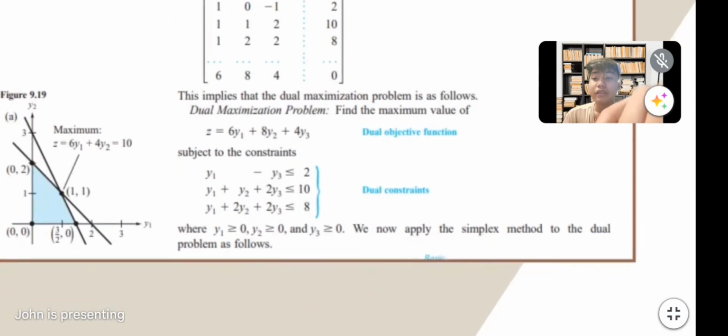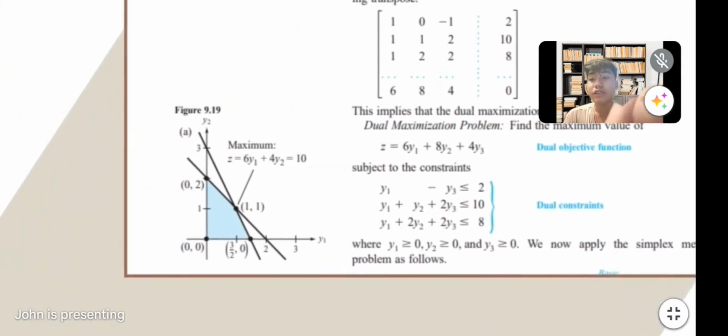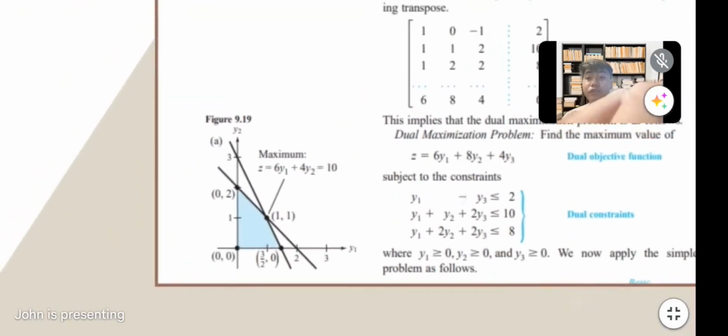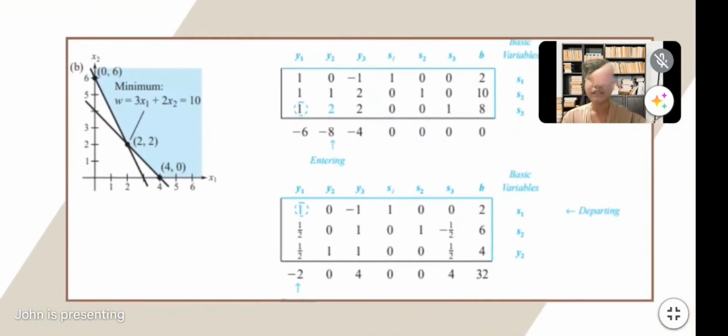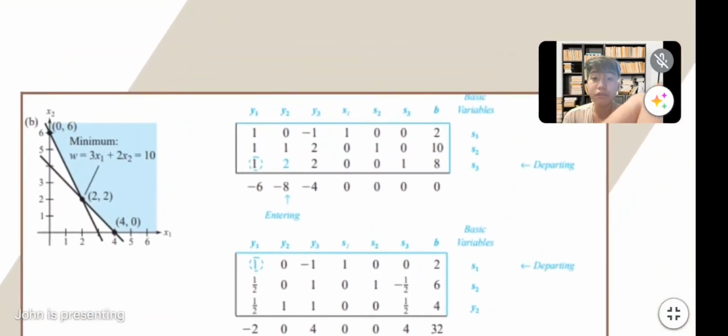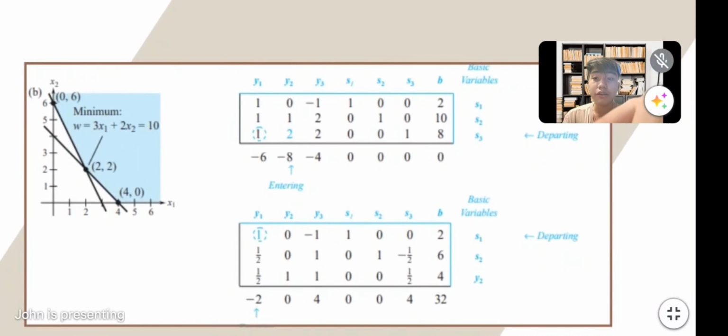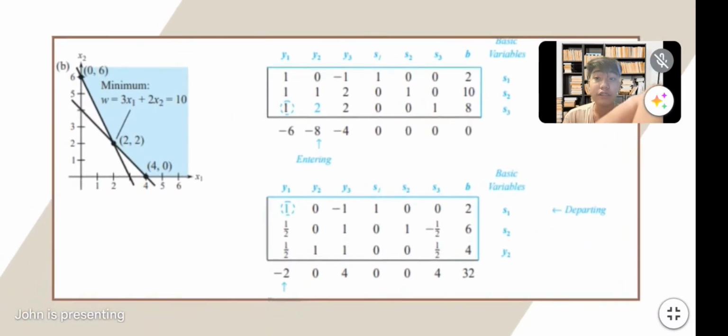Where y sub 1 is greater than 0, and so on, then y sub 3 is greater than 0. So we now apply the simplex method to the dual problem as follows. As you see here in the graph, this is how you do it. And this is how the basic variables, then you do the departing and entering numbers just as shown in the table. So this is how you do it for question number 2.